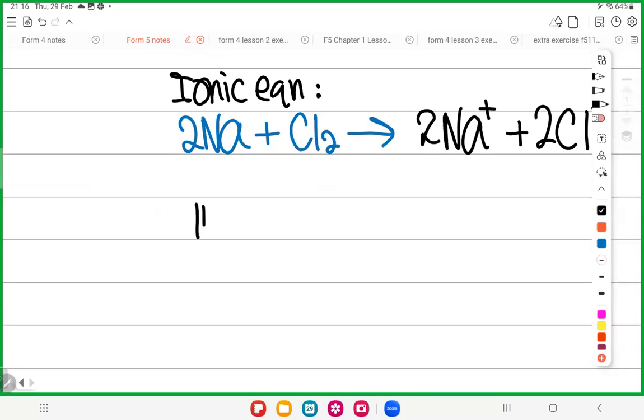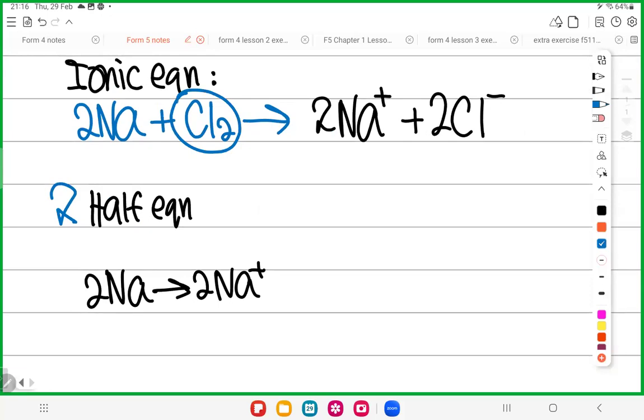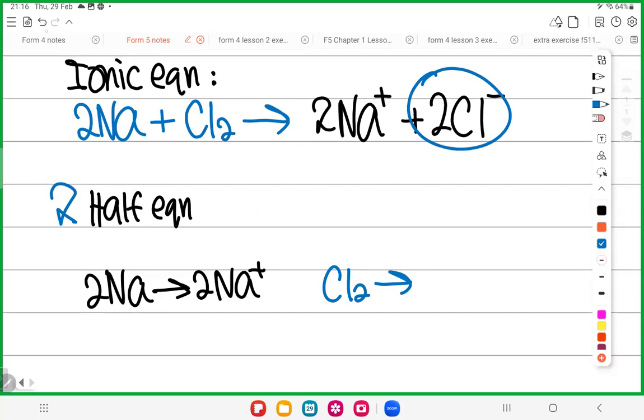Now we must produce our half equation. We know there are always 2 half equations, right? So how do we go about the half equation, everyone? Find something related. 2 sodium on the left-hand side, arrow, become 2 sodium on the right-hand side. Next, Cl2 on the left-hand side, arrow, become 2Cl minus on the right-hand side. Is it okay? That's what happened here.